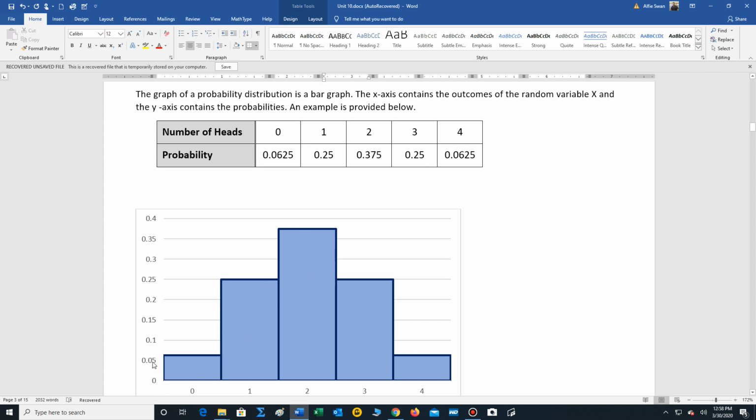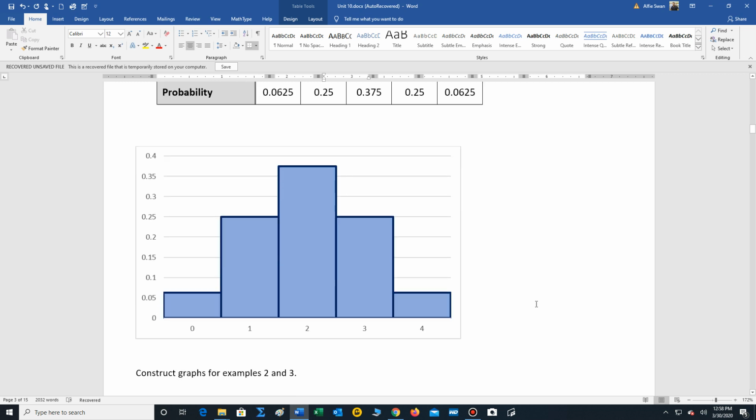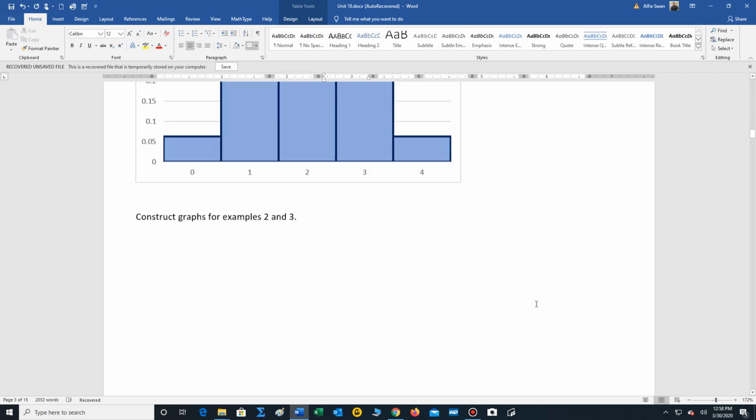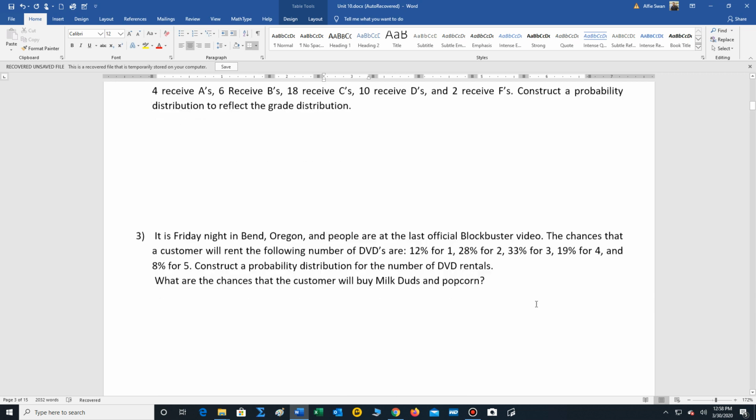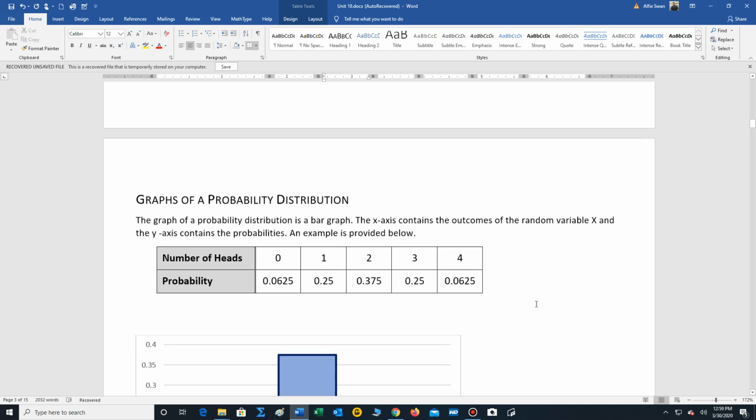And we're going to use increments of 0.05. So getting 0 heads is 0.0625. So that just goes up a little bit past 0.05. To get 1 head, that's 0.25. So you draw a bar up to 0.25 and then construct the rest of the bars. And that's your bar graph. And then we want you to go back to these other two examples and draw the graphs for those examples.